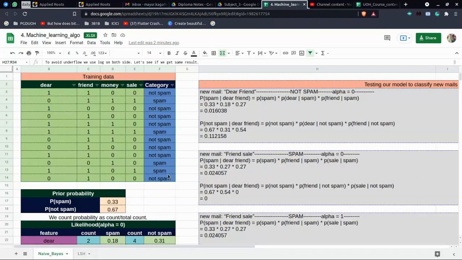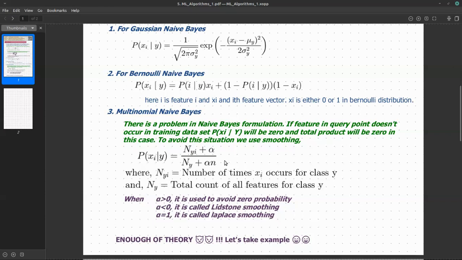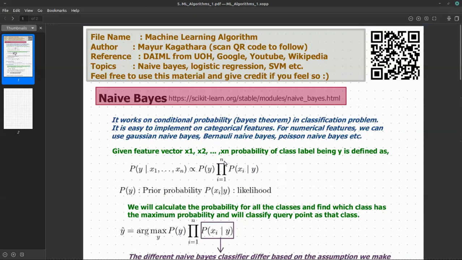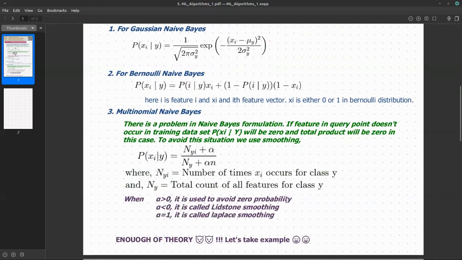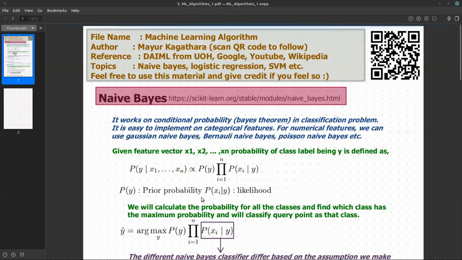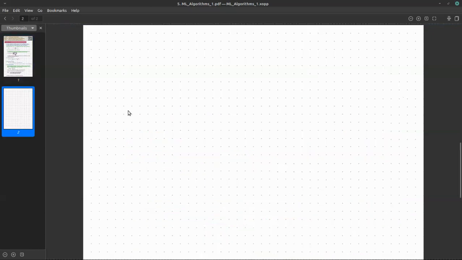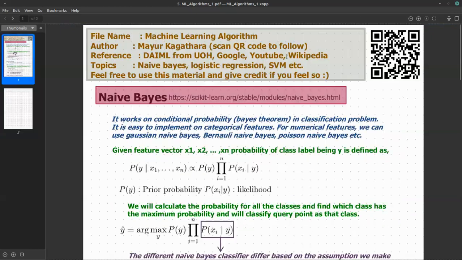And this is a very naive approach. It is called naive Bayes because we are making the assumption that all the features are independent of each other. One feature has nothing to do with any other feature. I don't know if I have written this or not, but the naive approach is nothing but saying all the features are independent of each other. That's why it's called naive Bayes. But it works phenomenally.